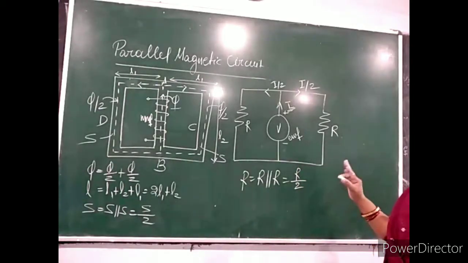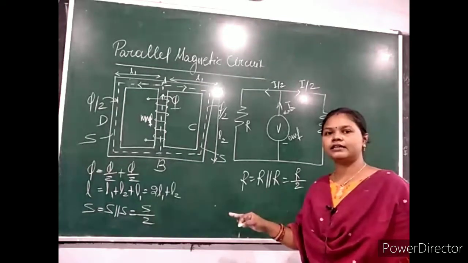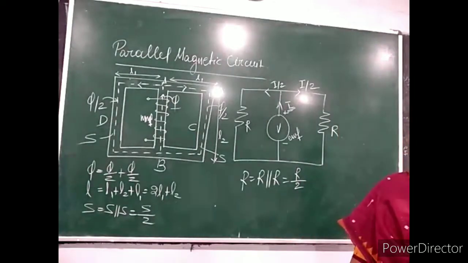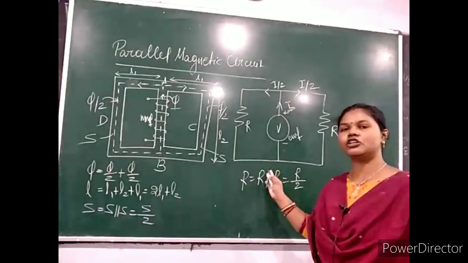So in this way you can find the total reluctance of the parallel magnetic circuit, or you convert it into an electric circuit.